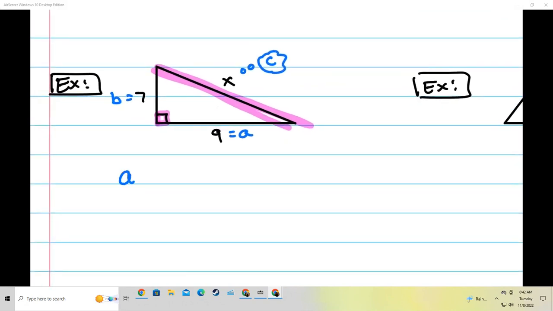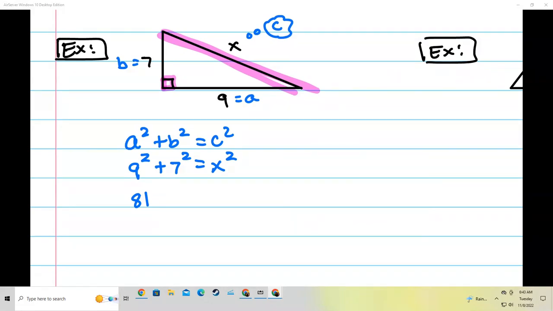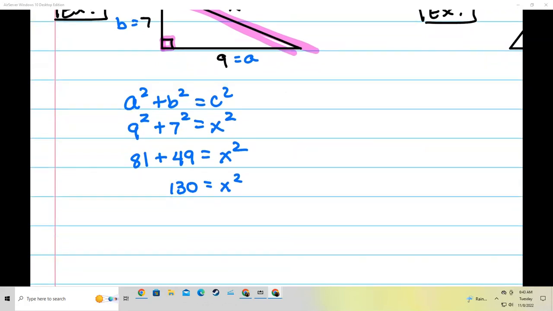So I'm going to go ahead and write A squared plus B squared equals C squared. My A is 9 squared plus my B is 7 squared equals my C is x squared. 9 squared, that's 81, plus 7 squared, that's 49, is equal to x squared. I'm going to add those up. I believe I get 130 is equal to x squared. I'm going to square root both sides. These are going to cancel, and I'm left with an x, and the answer is going to be x equals the square root of 130.